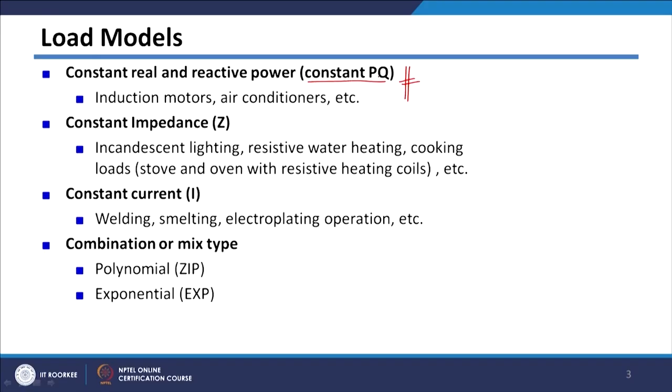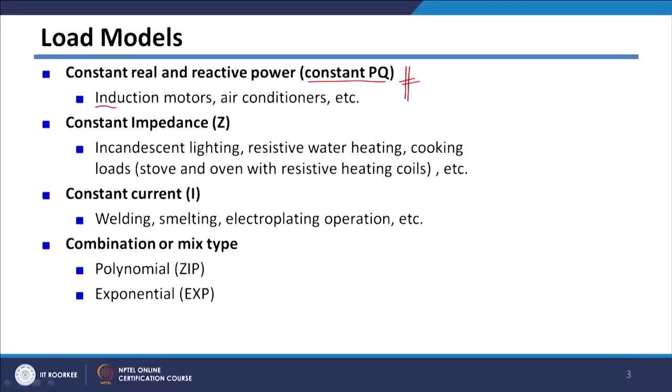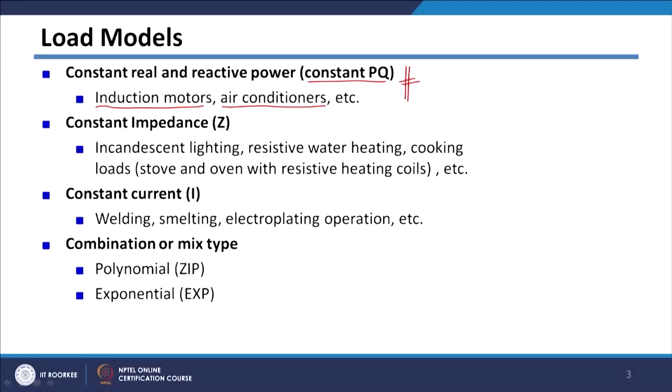In this particular load, your P and Q values of the load remain constant throughout all iterations. We are not going to change them. You might remember you did not change values of P and Q during the iteration. Even if the voltage changes, P and Q will remain constant. Basically this happens in case of induction motor. Approximately, it will not be exactly constant, but an induction motor load or air conditioning kind of load you can model using the constant real and reactive power model.